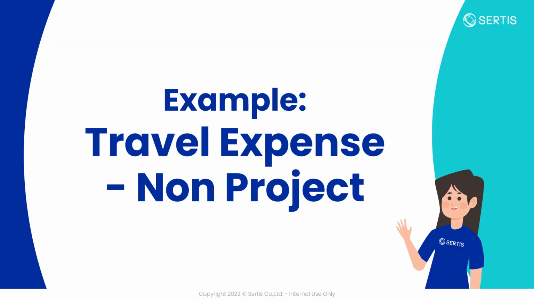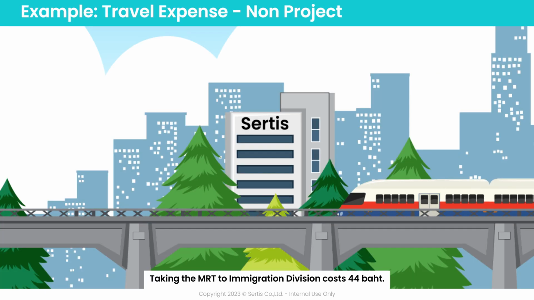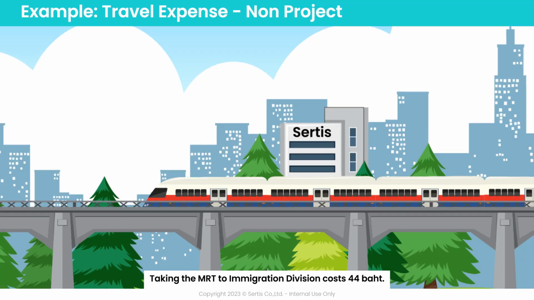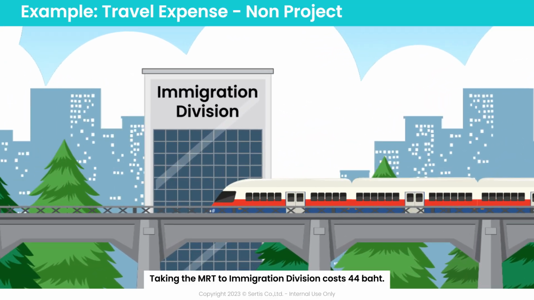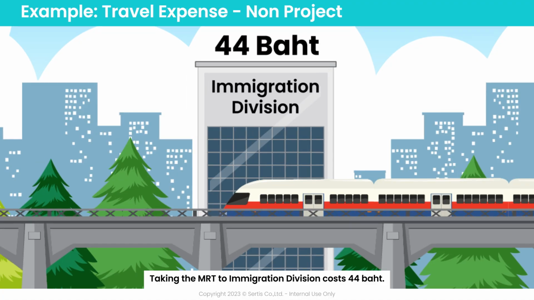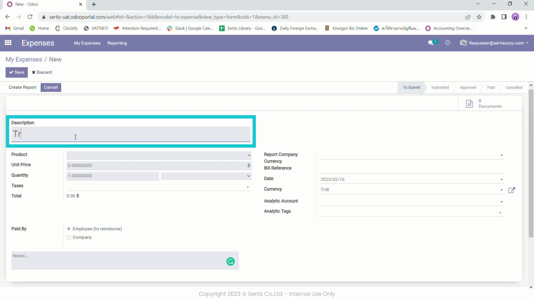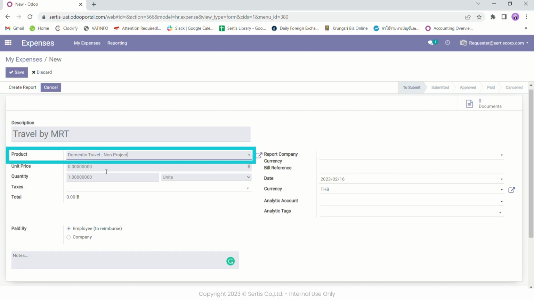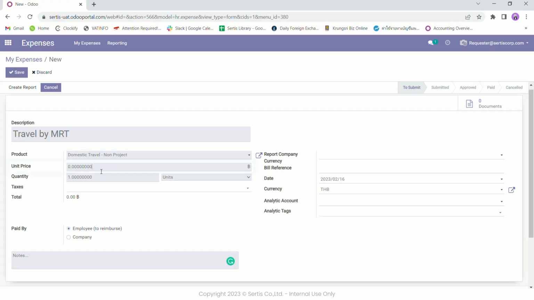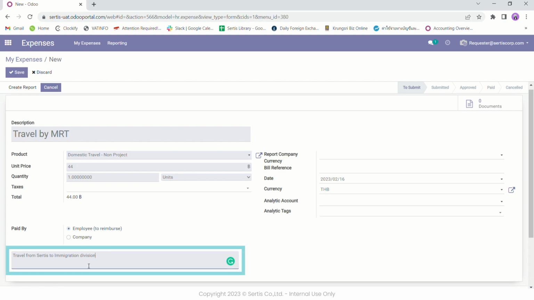Here is how to make a travel expense non-project reimbursement in the system. Taking the MRT to Immigration Division costs 44 baht. First, fill in travel by MRT in description. Next, select domestic travel non-project reimbursement type in product. Fill in transaction amount, which is 44 baht in unit price. For quantity, keep it at 1. Fill in travel from service to Immigration Division in note.